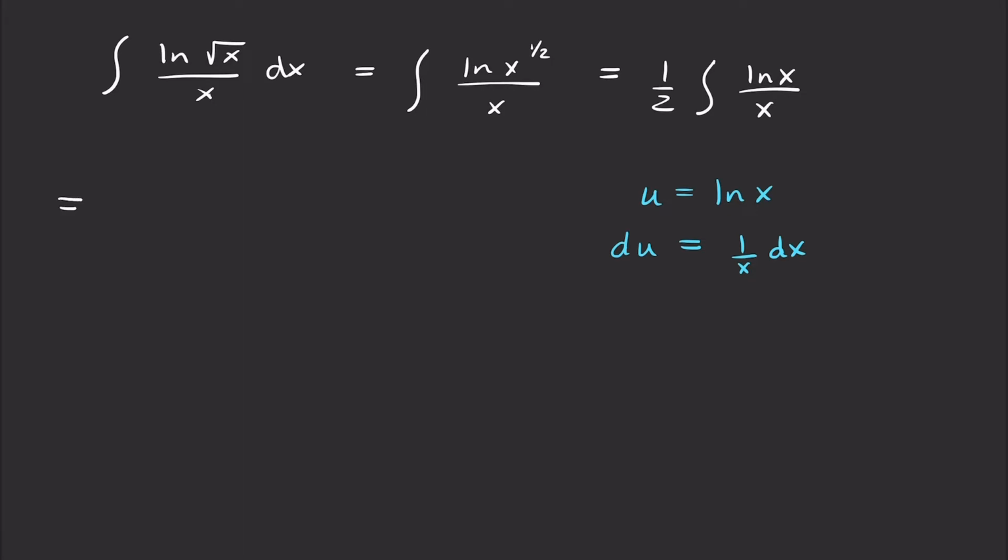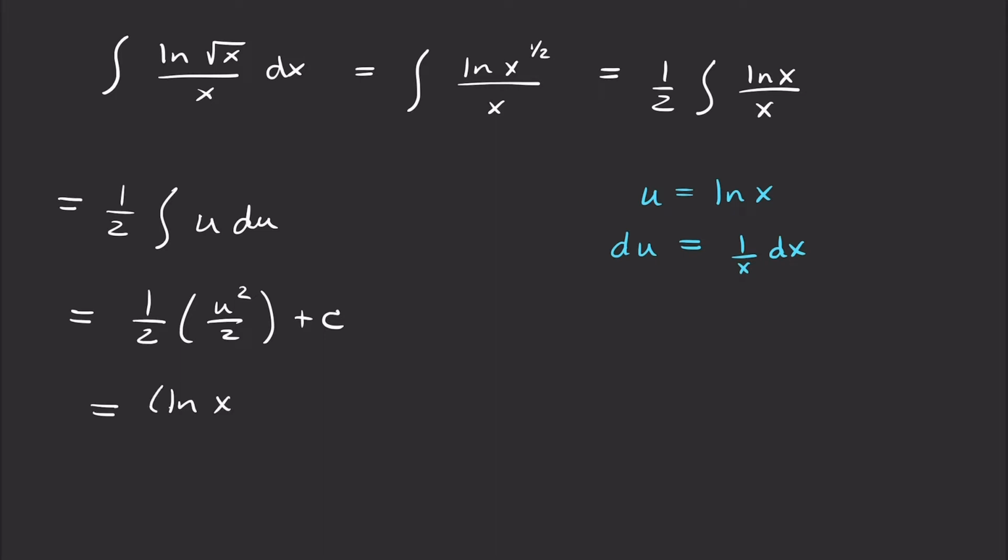And then if we substitute, we just get 1/2 the integral of, natural log of x is just u, and 1 over x dx is just du. So this is as easy as it gets. So this is just 1/2 times u squared over 2 plus c. And if we go back and substitute, we get the natural log of x all squared, so that's our u squared, divided by 4 plus c.